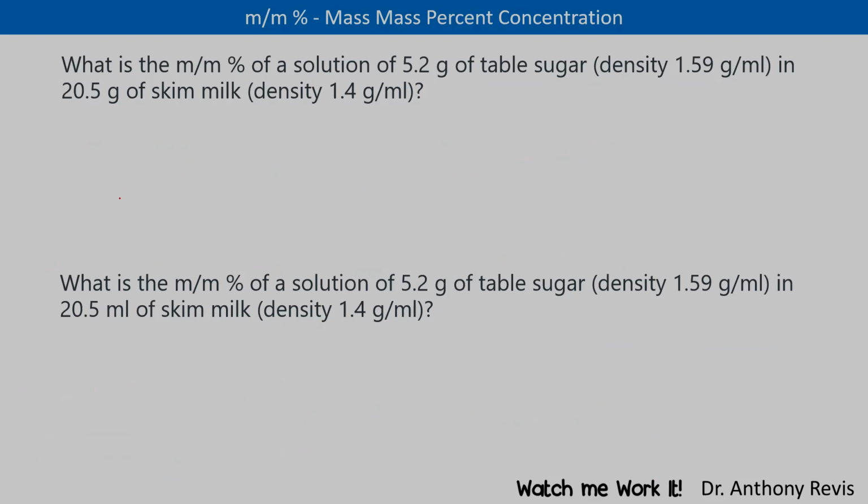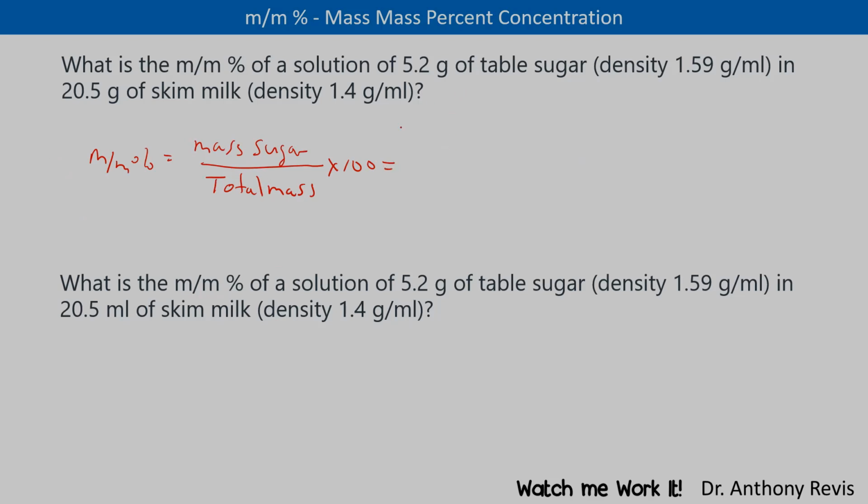Oftentimes in problems like this, you'll have more information than you need at that time, but it might come in handy for some similar problem. So let's work this based on mass percent. So we know mass percent is like any other percent calculation. It's going to be the mass of the material in question, in this case sugar, over the total mass, which includes the mass of sugar, times 100.